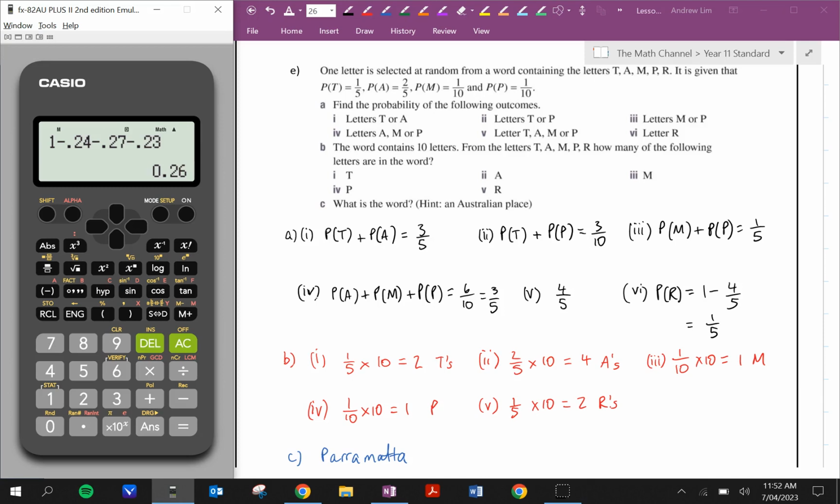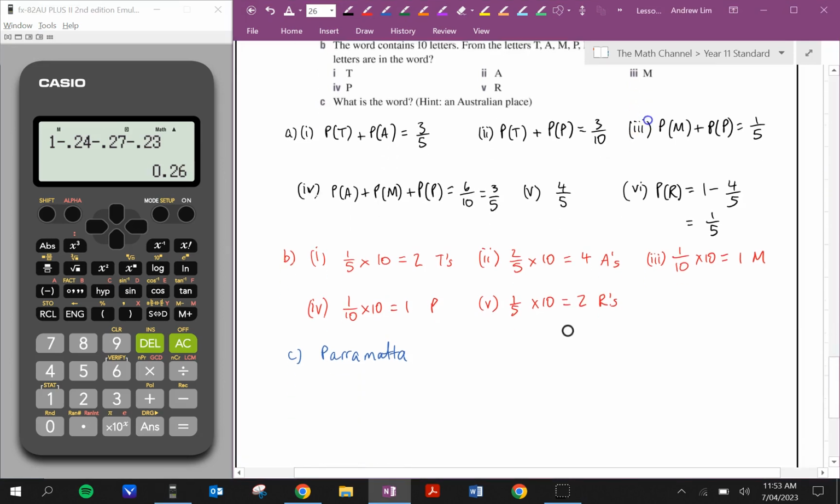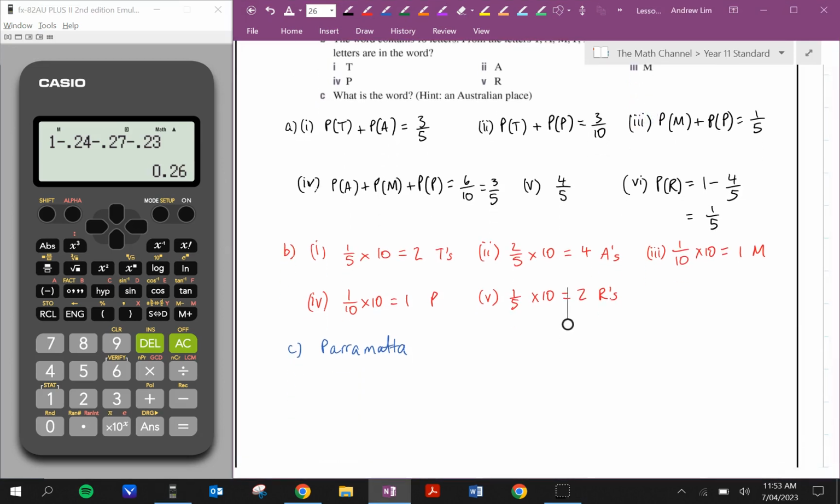And for R, because the probability of R is 1/5, 1/5 times 10 is 2, so there's going to be 2 R's. So what is the word? It's an Australian place. The word is Parramatta.